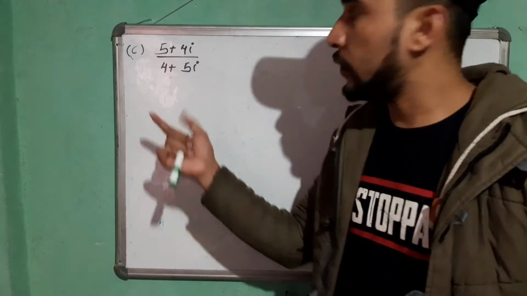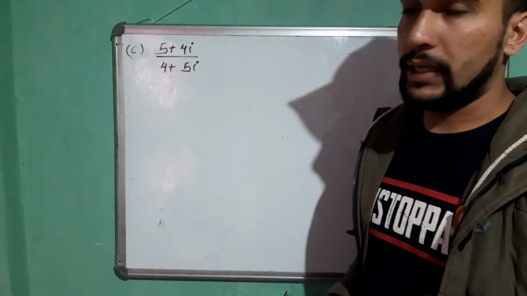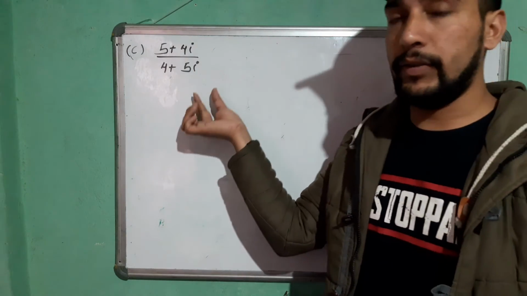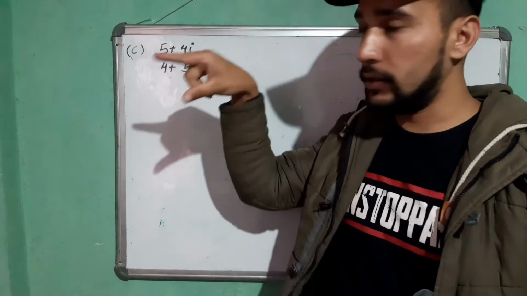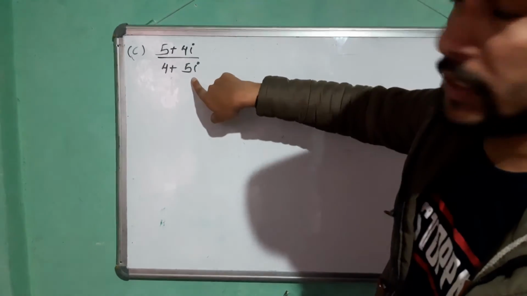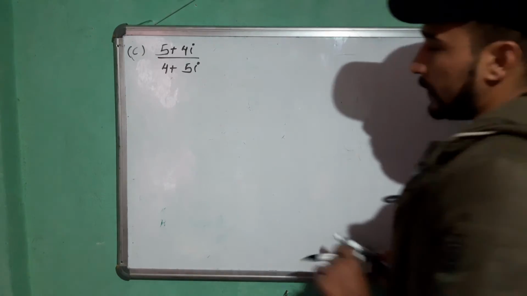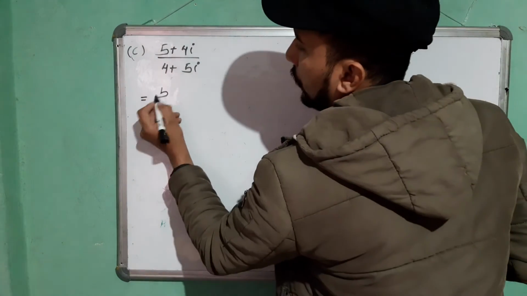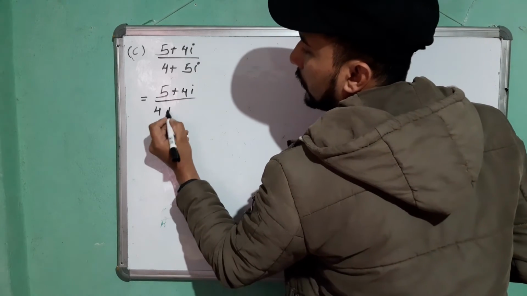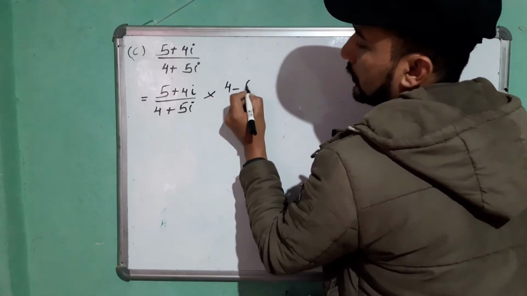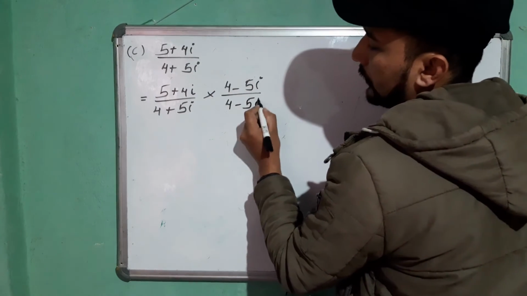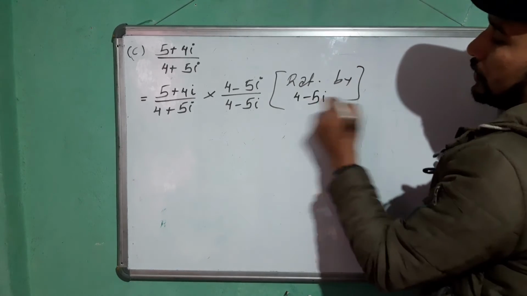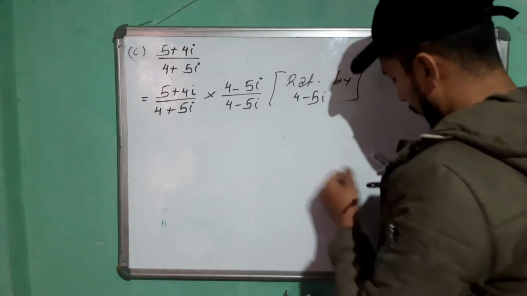Okay, now next question is 5 plus 4i divided by 4 plus 5i. This also you have to express in a plus ib form. So first of all you have to get rid of the denominator if there is a denominator. This thing I have already said in the first question, isn't it? So first you have to remove this denominator. For that you have to rationalize the denominator by taking its conjugate, okay. 5 plus 4i divided by 4 plus 5i into 4 minus 5i upon 4 minus 5i, rationalized by 4 minus 5i, in order to get rid of the denominator.